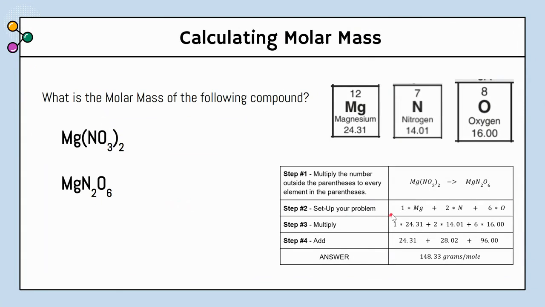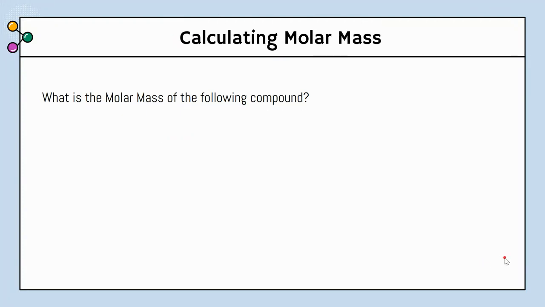And then the problem is very similar to before. 1 times Mg plus 2 times N plus 6 times O. Plug in those masses from the periodic table, multiply, and then add them up to get 148.33 grams per mole. And for our last problem, try that one more time, but with the compound (NH4)3P. What is the molar mass of this compound?